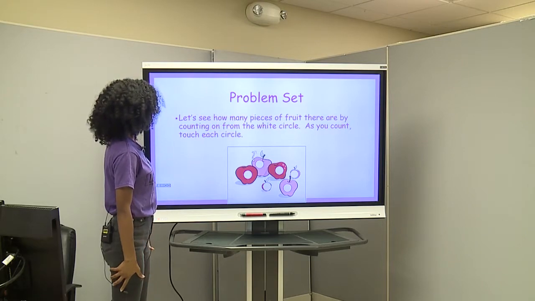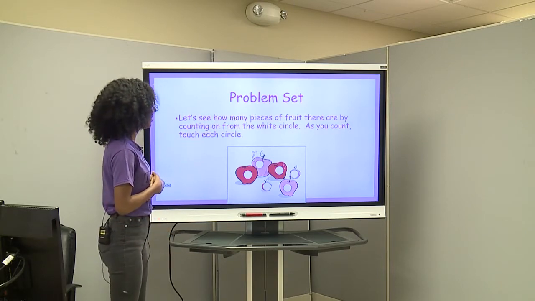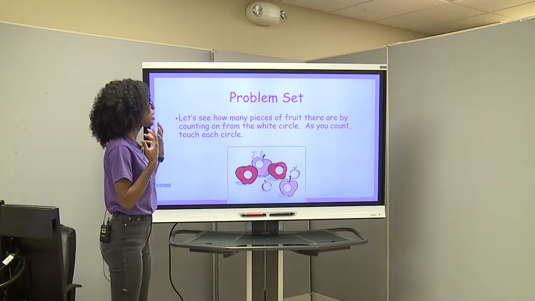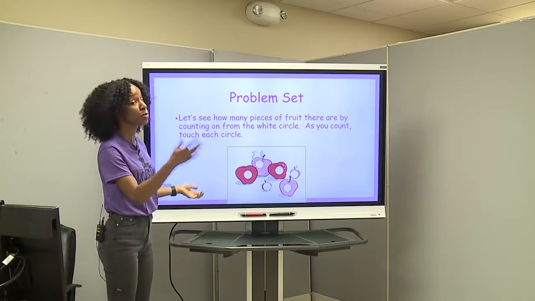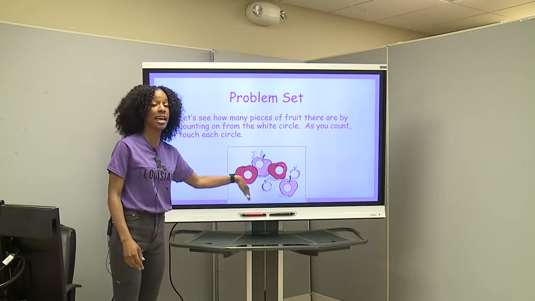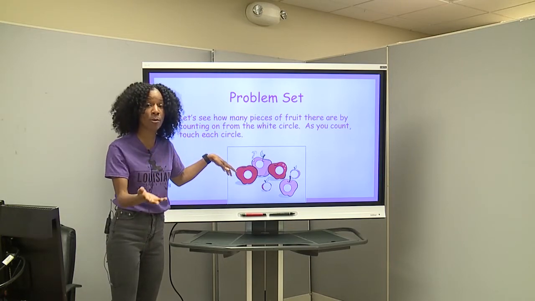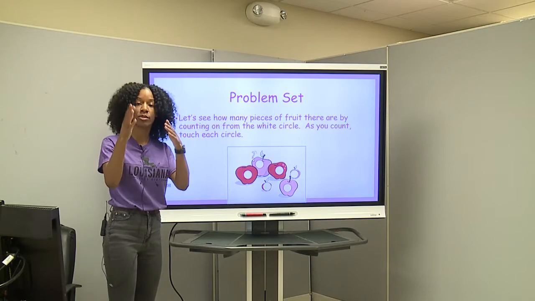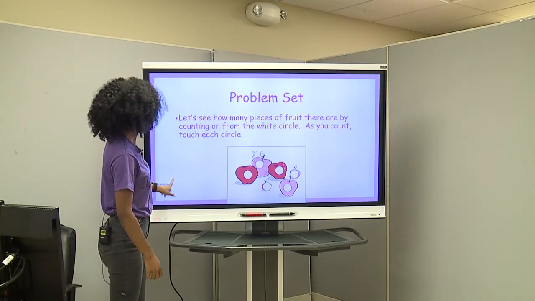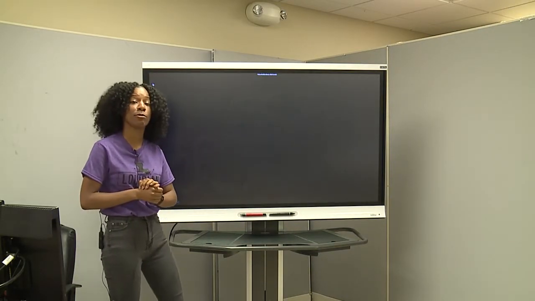Okay? Now, let's see how many total pieces of fruit there are by counting on from the white circle, which we did already. So we started with 6, but we don't have any oranges to count. So 6 plus 0, which is nothing, equals 6. Okay? Awesome job. You guys did great.